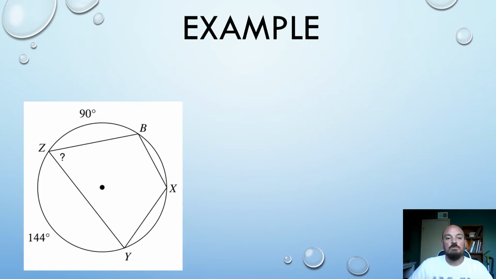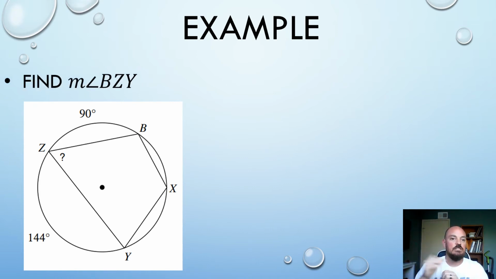All right, let's make it a little bit trickier here. We have several different inscribed angles in this picture, and we want to find that question mark right there. So I asked you to find the measure of angle BZY, which is the question mark in the picture. And I look at it and I say, okay, it's an inscribed angle, so it's going to be half of its intercepted arc. Well, if I look at the question mark angle, its intercepted arc is going to be this one in red right here.